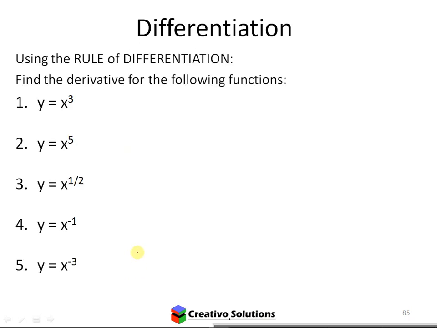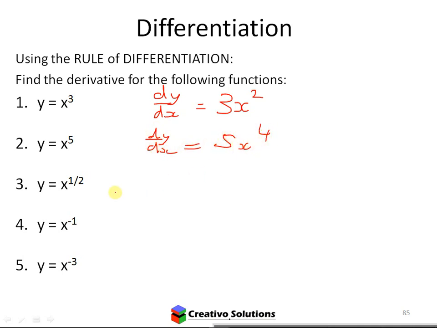Alright, so here's the list of values to try. Okay, y equals x^3. What would the derivative be? It'll be dy over dx equals 3x squared. Good. Okay, the next one? dy over dx? 5x to the power of 4. Good. 5x to the 4.